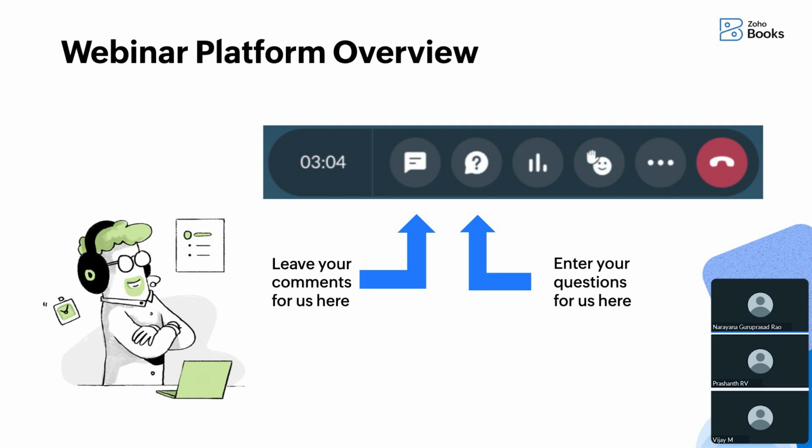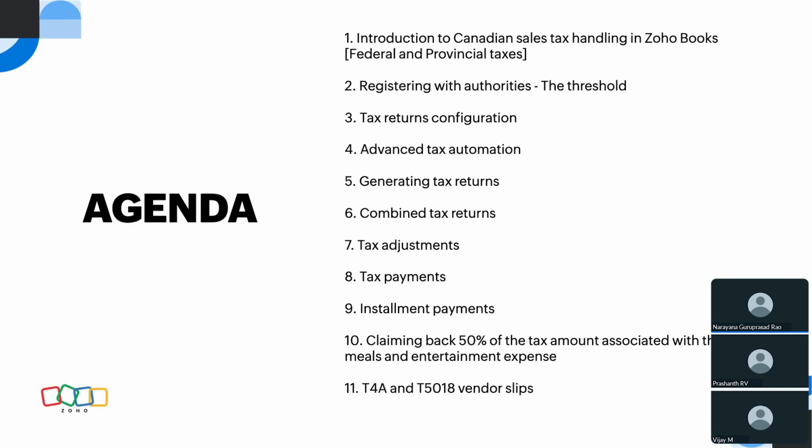Hello, everyone, and welcome to today's webinar on handling Canadian sales taxes in Zoho Books. I'm Narayana, and I'll be guiding you through how Zoho Books helps businesses stay compliant with Canadian tax regulations, including GST, HST, PST, and QST. Managing sales taxes can be complex with different tax rates and rules across provinces, but Zoho Books simplifies the process by automating tax calculations, reporting, and filing.